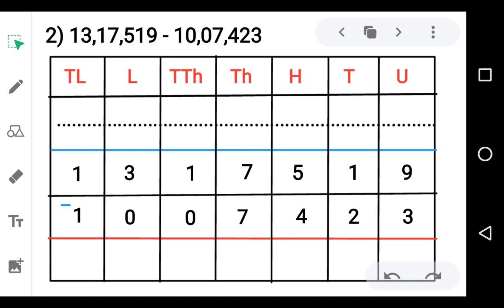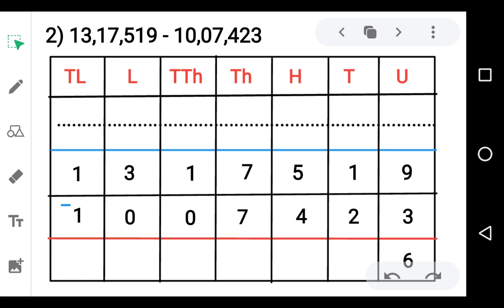Now we start from the unit place. So we have to subtract 3 units from 9 units. Can we subtract 3 from 9? Yes. So 9 minus 3, 6 in the unit place.